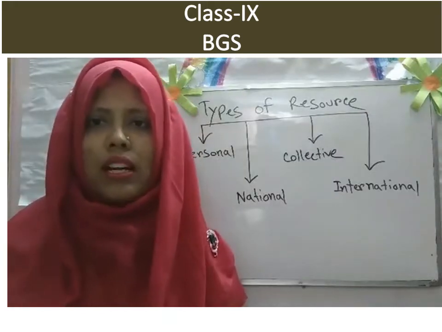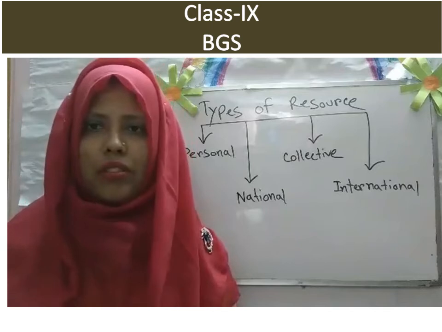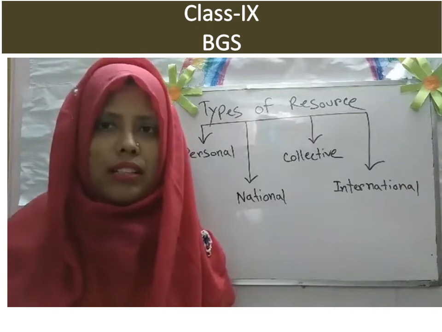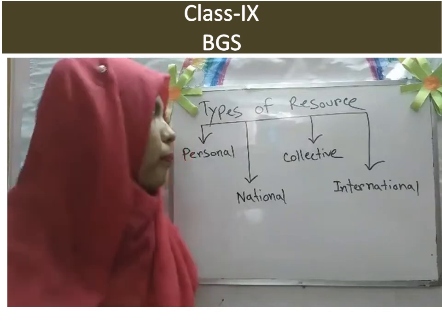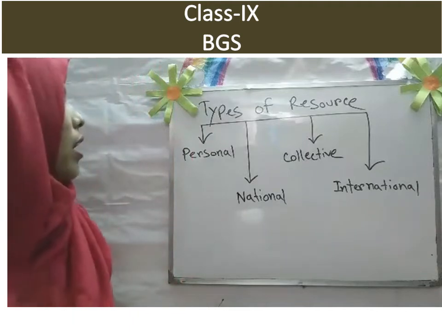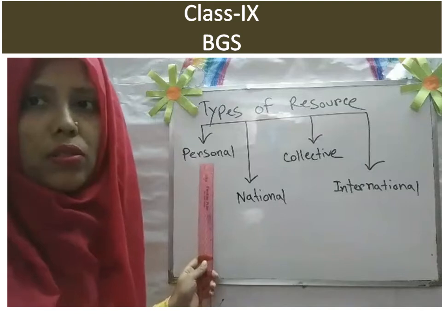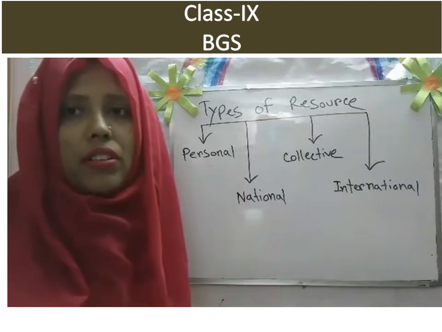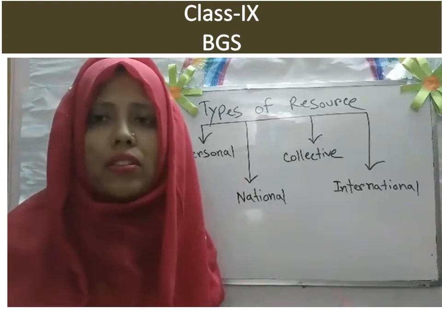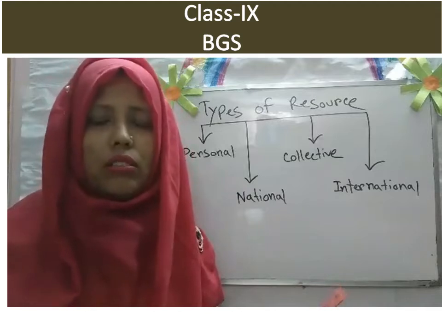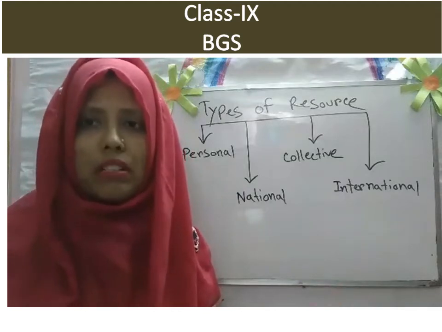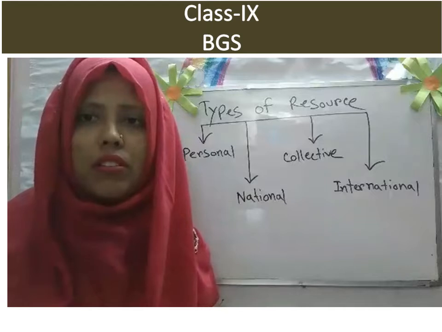I hope you already understand the definition of resource. Now we will discuss the types of resource. Resource has four types. At first, personal resource. So what is personal resource? When a resource's owner is one person, that is called personal resource.